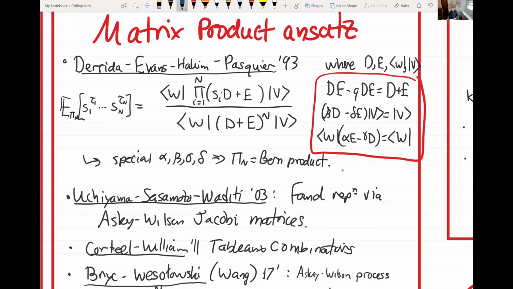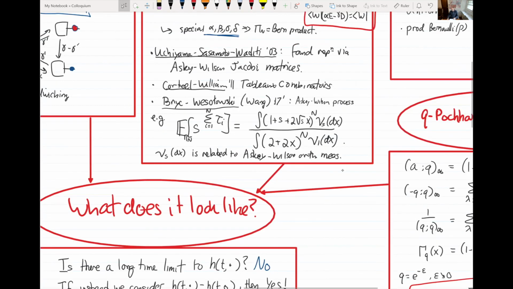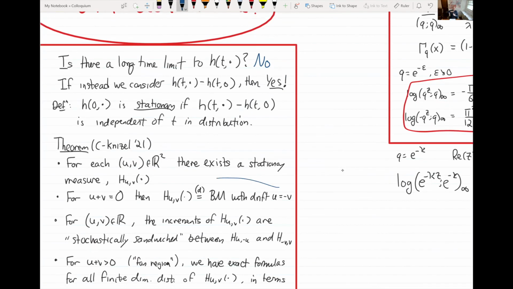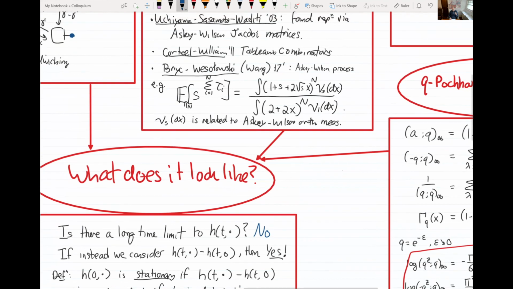It turns out that there are very special values of alpha, beta, gamma, delta, kind of a submanifold of values, for which you actually have Bernoulli product measure. These are the special cases that in the limiting picture corresponded to the Brownian motion. So these are kind of a one parameter subset. But in general, it's much more complicated.